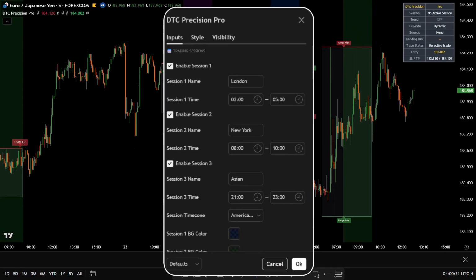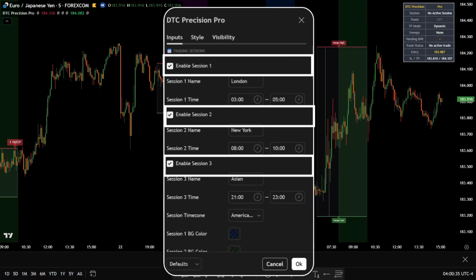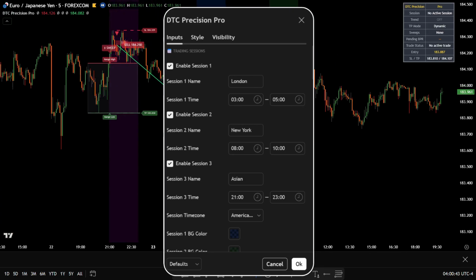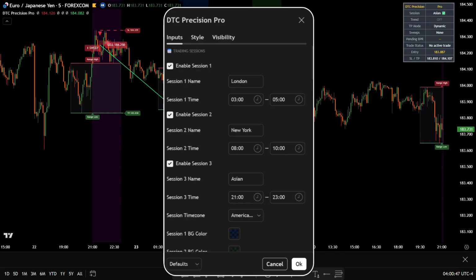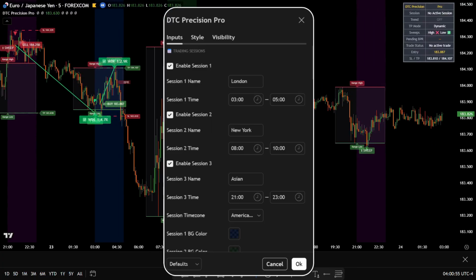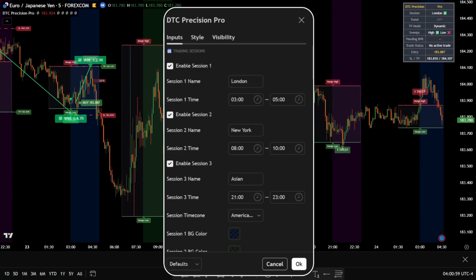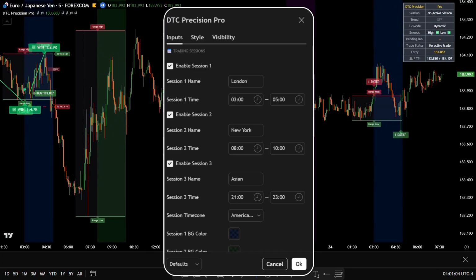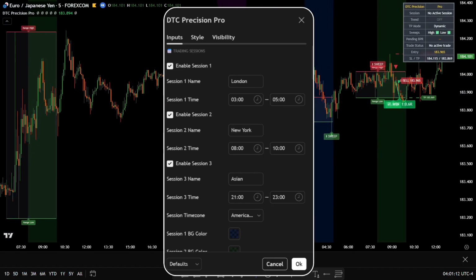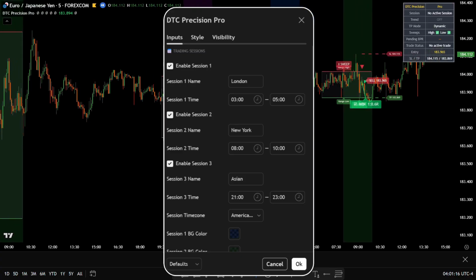First, trading sessions. You've got 3 sessions you can configure. Each one has an enable toggle, a name, and a time window with this clock-style picker. By default, all 3 are enabled. Session 1 is London, 3 a.m. to 5 a.m. New York time. Session 2 is New York, 8 a.m. to 10 a.m. Session 3 is Asian, 9 p.m. to 11 p.m. You can change these to whatever times work for your market.